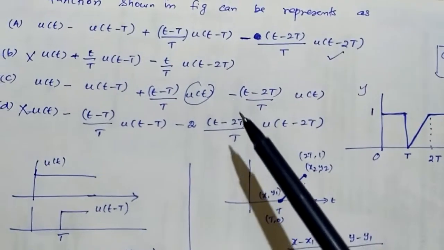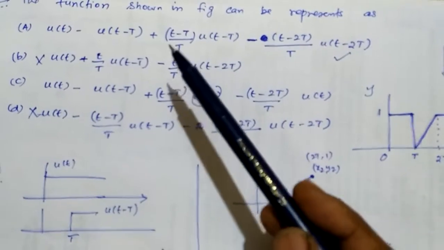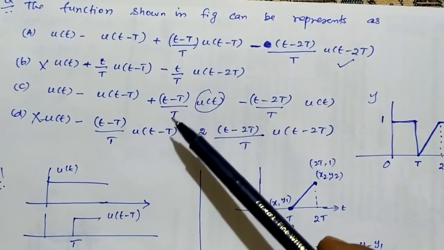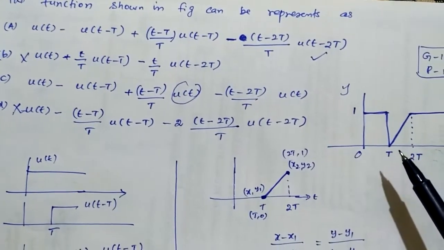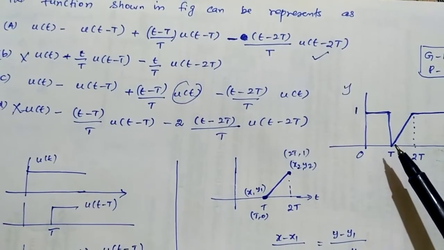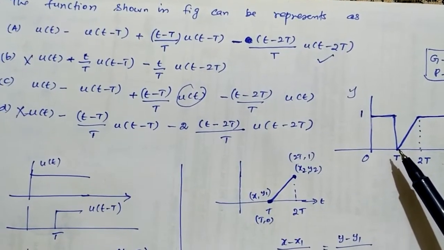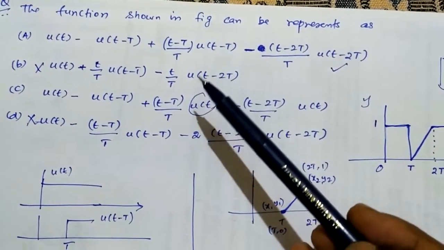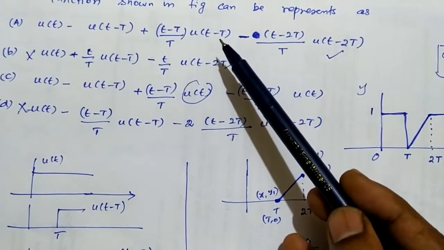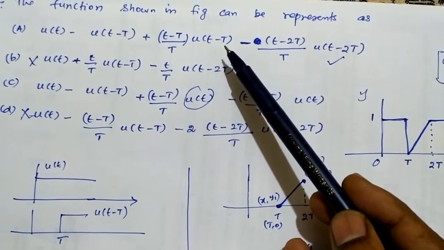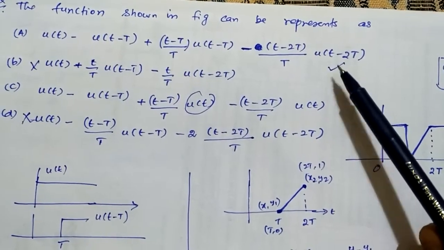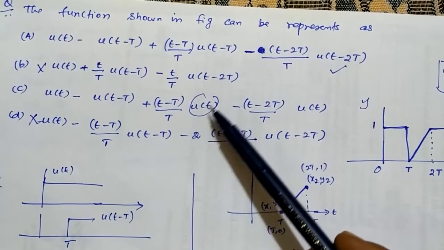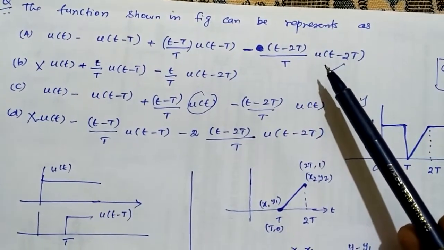So again back to the choices. In choice A we have t minus capital T divided by T, and in choice C also we have t minus T divided by T. But when we come to this problem, the linear function starts to increase from the time t is equal to capital T. So from these choices, the linear function is starting to increase from time T. So this is not the answer because this means starting from the origin. So the answer is part A.